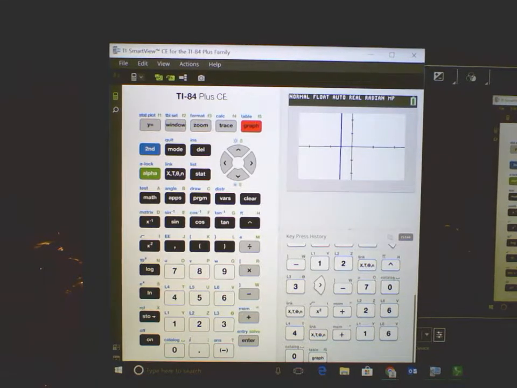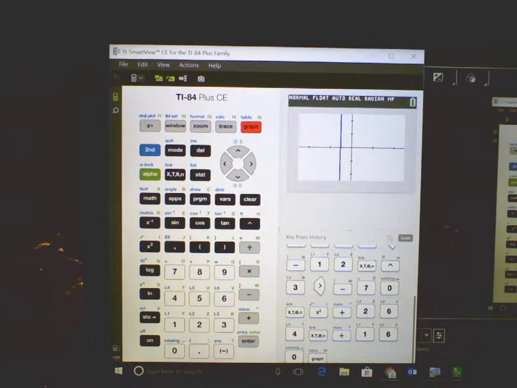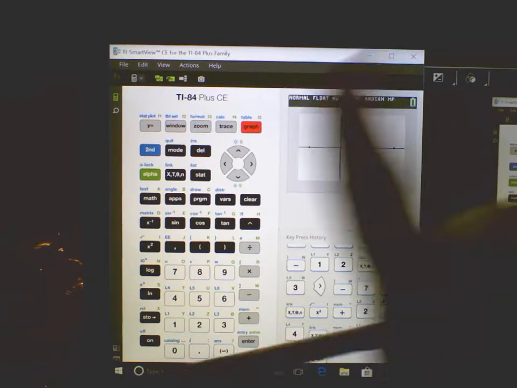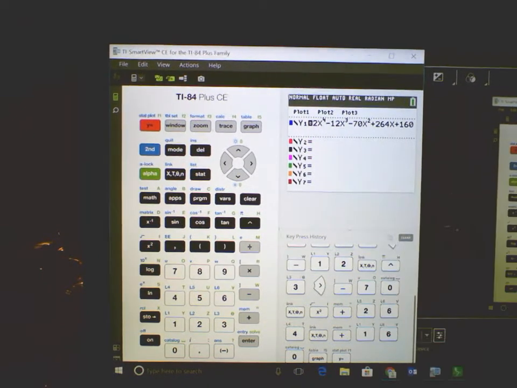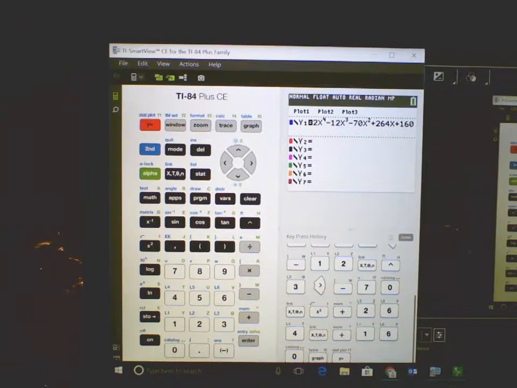So the first question asks us what the name of the polynomial is. In terms of the degree, that is going to be a quartic, because the highest degree is 4. So that's going to leave it as a quartic.